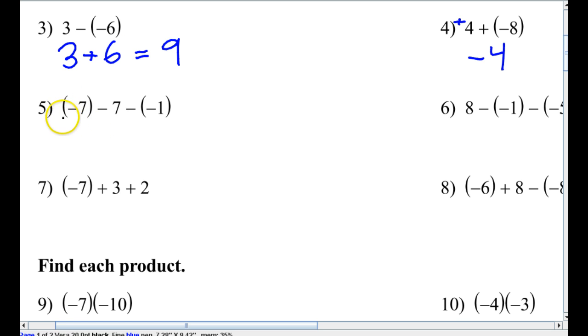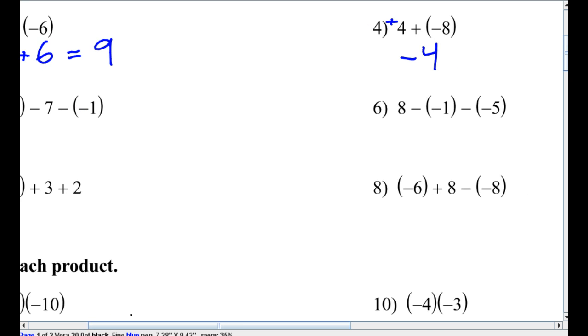Okay, so let's see here. Any one of these want to go over together? Let's see here. Pretty good.